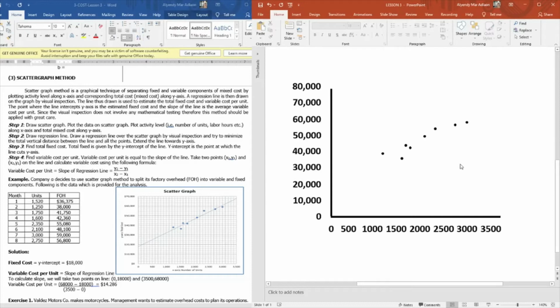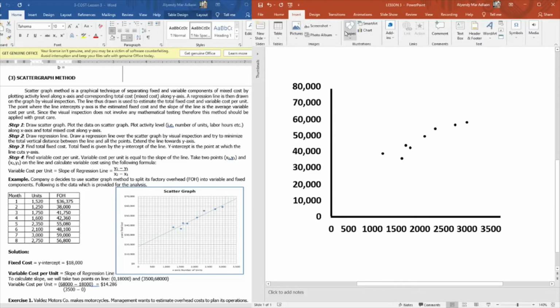Now, it doesn't matter if it's not really exactly plotted. Kay, what's important here is that nasa common nga area ba? Nasa common area kung sila nagtapok. And dito sa common area, that is where we are to make our regression line. Okay? So, to make our regression line, you just have to estimate.